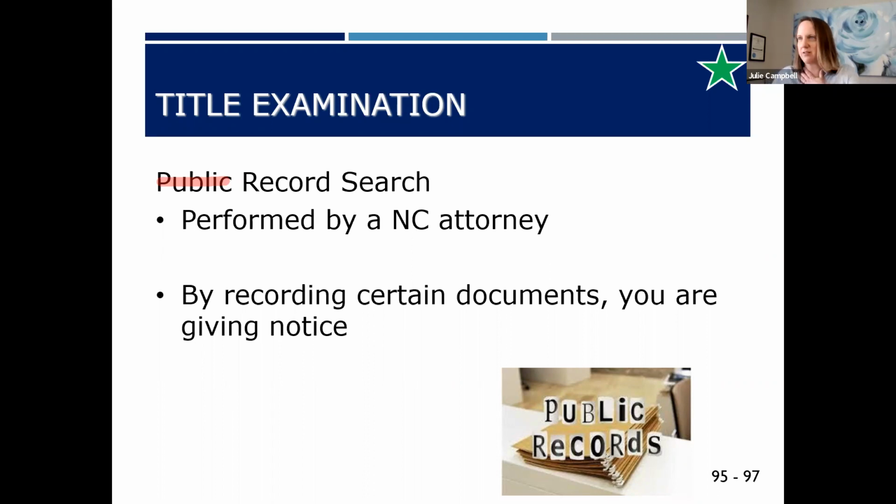Just real quick, I didn't make a slide for this, but on page 96 of your book, it talks about notice and the importance of giving notice. Constructive notice is pretty much just having your deed on record. It's presumed that the public knows that they have access to the public records. Actual notice is direct knowledge. Somebody's directly been given the information. So the attorney's doing this public record search, learning as much about the title of this property as they possibly can.